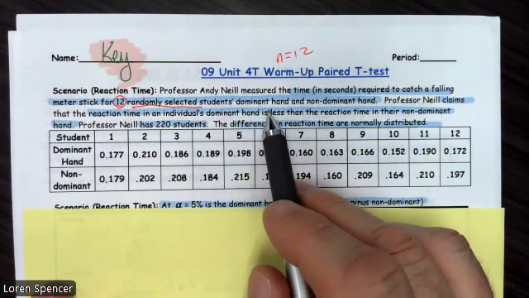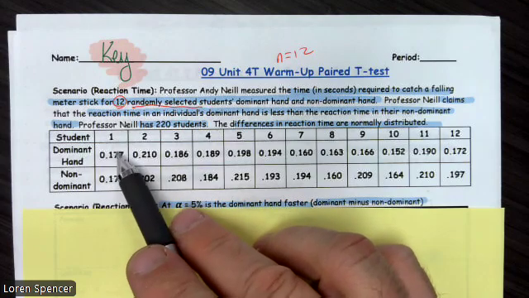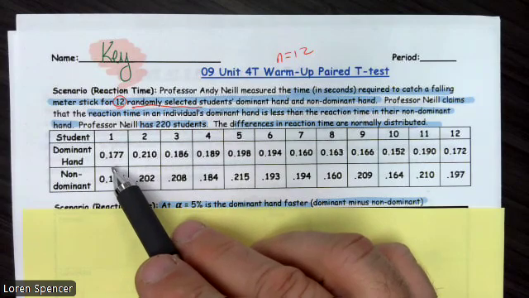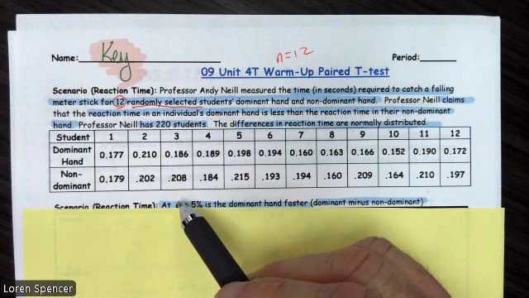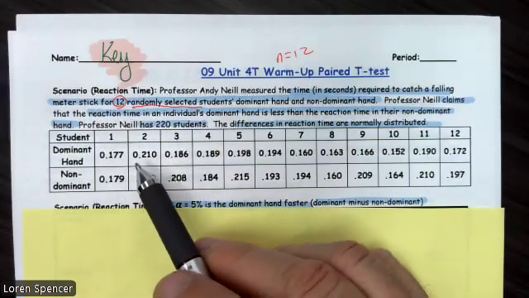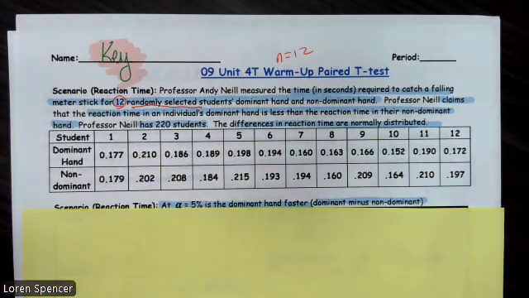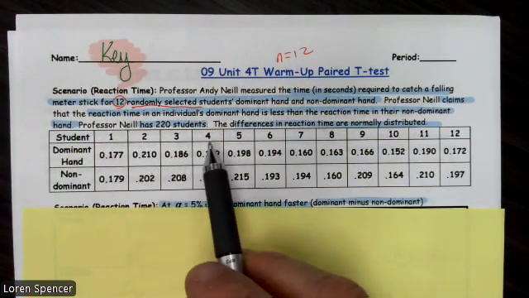And because we recorded it twice for the same person, we can look at our table and go, hey, student one got a recorded time for dominant and non-dominant. Because it was something done twice, the same student was measured twice, that makes it a paired test. If we had a separate group, one group that was non-dominant and another group that was dominant, that's not paired. But since each one was tested twice, that's paired.